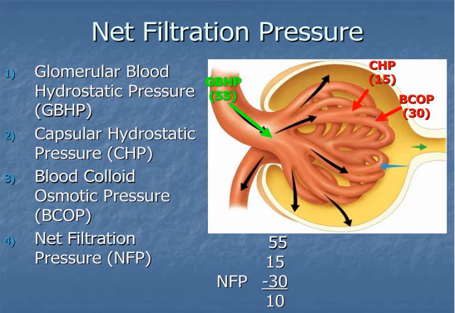Okay, so the net filtration pressure can be determined by subtracting the capsular hydrostatic pressure and blood colloid osmotic pressure from the glomerular blood hydrostatic pressure. And so if you do that here, you see that GBHP is 55, and CHP is 15, and BCOP is 30. And so if we subtract 30 and 15 from 55, we see that the net filtration pressure is 10 millimeters of mercury.